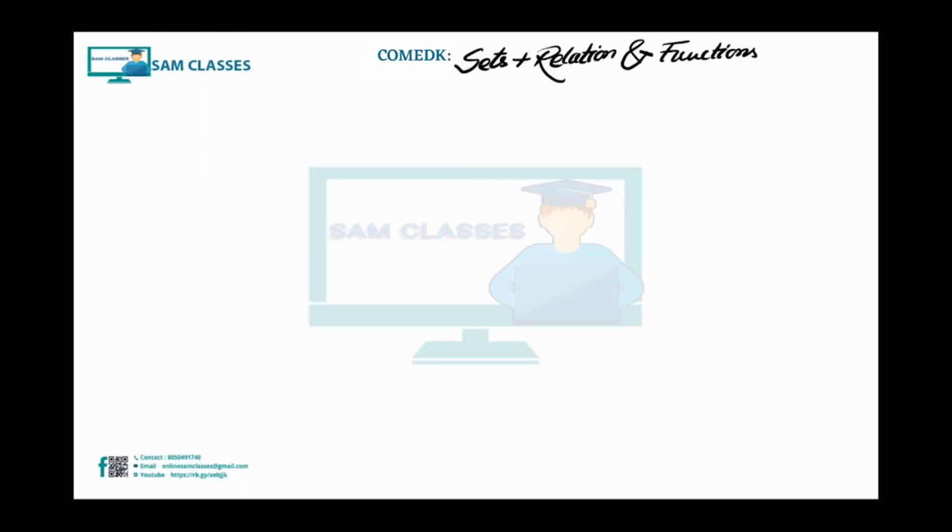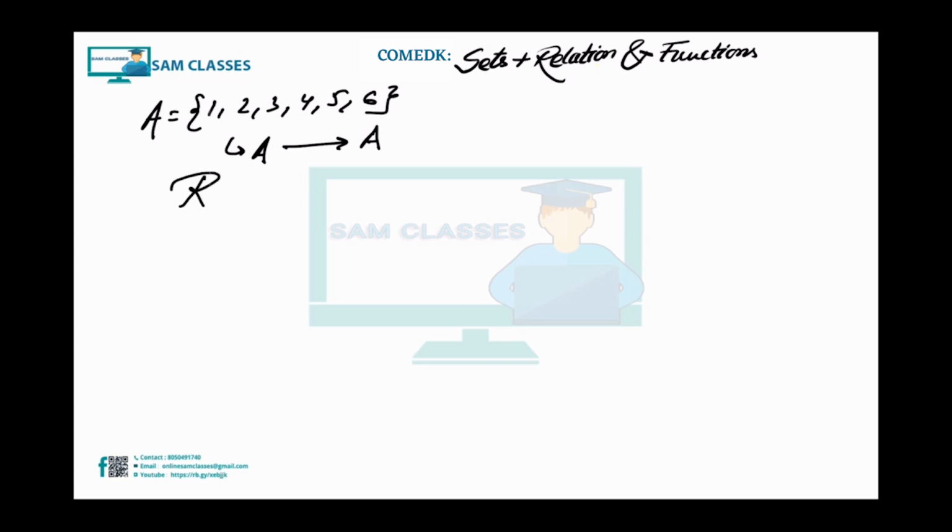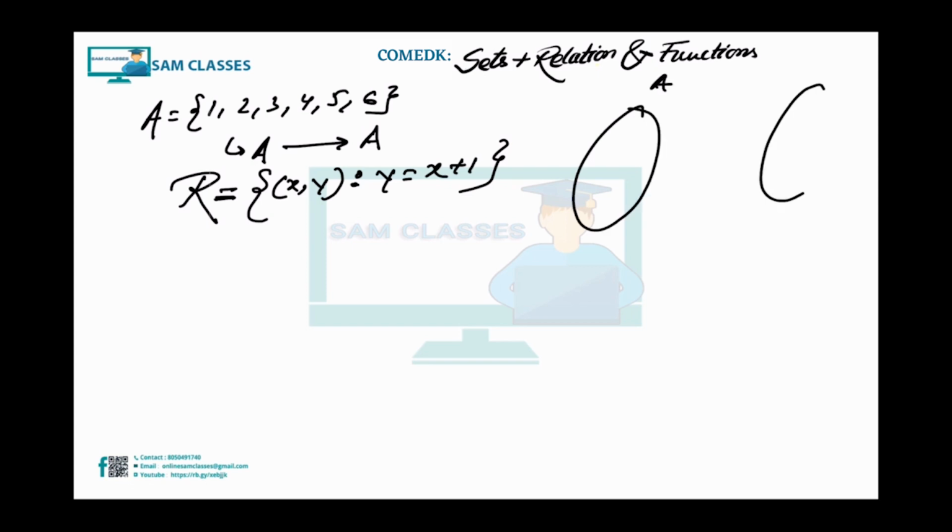The first question we have is, let's say A is equal to 1, 2, 3, 4, 5 and 6. They're telling us to define a relation from A to A. The first set is also A and the second set is also A. The relation follows a condition: R is equal to (x, y) such that y is equal to x plus 1. So y is 1 bigger than x. Let's make A this side also, A this side also. So what we have in A is 1, 2, 3, 4, 5, 6, and in B also 1, 2, 3, 4, 5, 6.